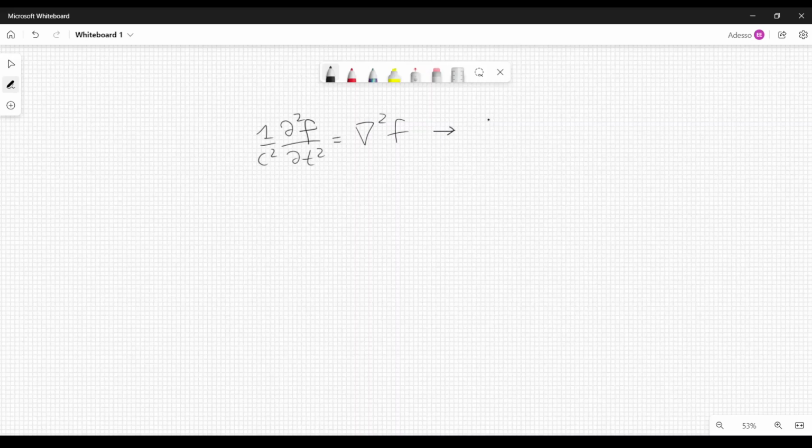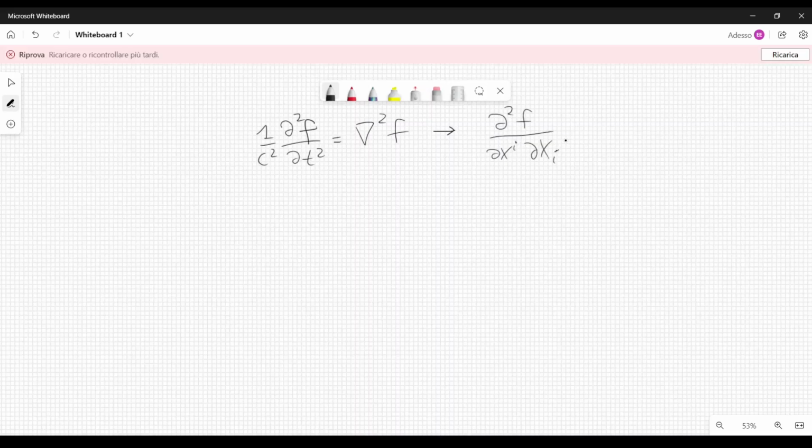This can also be written in this form, so we take the second derivative of f with respect to x^i and x_i, written like this, one with the upper index and the other one with the lower index, meaning that we have to sum over the index i, and we have to set this equal to 0. Then we assume that f has this form, A times e to the i times the phase psi, like this. And then we are going to put this into the equation.